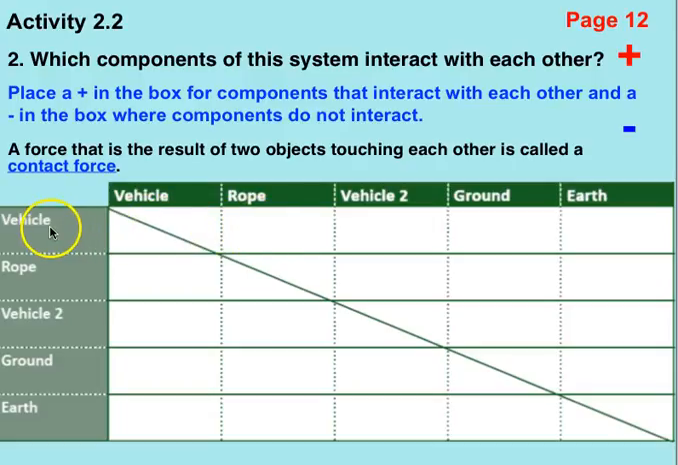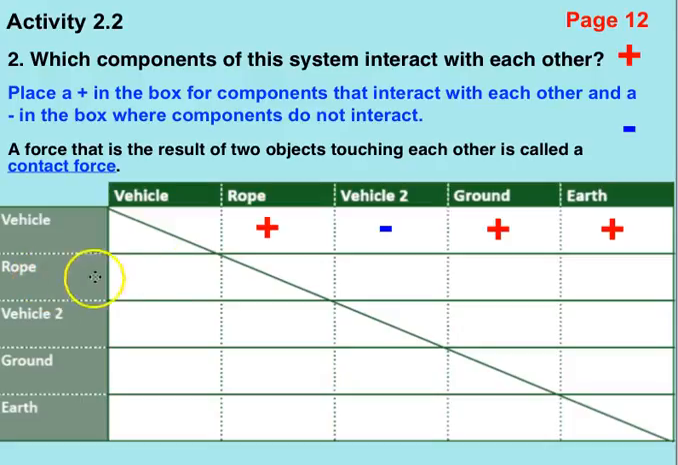So does vehicle number 1 interact with the rope? Absolutely. Does vehicle number 1 interact with vehicle number 2? Well, do they actually touch each other? No. Vehicle number 1 actually touches the rope. Now, does vehicle number 1 interact with the ground? Yes. And does it interact with the Earth? Now, this is where it gets a little tricky. Remember, Earth always represents gravity, so yes, it does. So I'm going to take a minus and put it in here, because vehicle number 1 did not touch vehicle number 2. So let's go through this one.